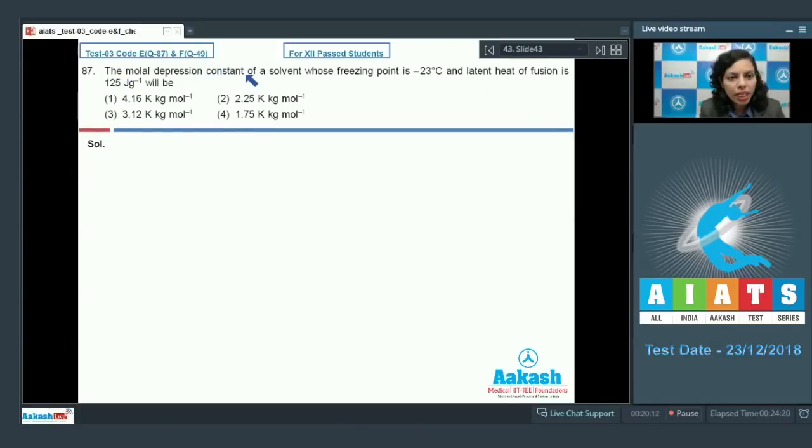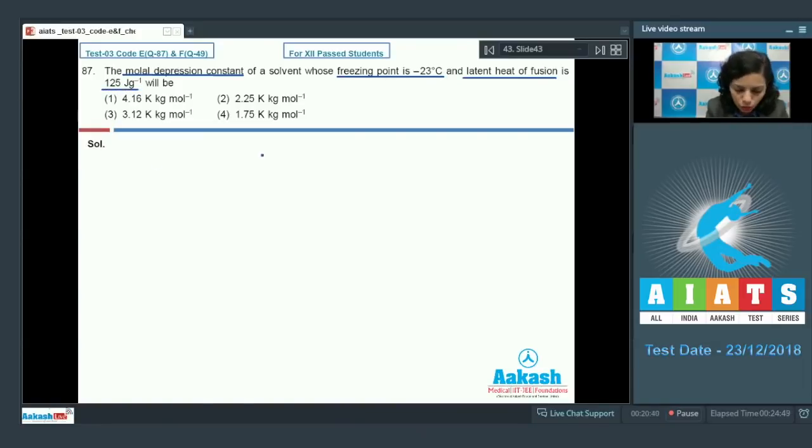The molar depression constant of a solvent whose freezing point is minus 23 degrees Celsius and the latent heat of fusion is 125 joule per gram will be. It means you need to find out the molar depression constant Kf value for a solvent. Its freezing point is minus 23 degrees Celsius and the latent heat of fusion is also given, and that value is 125 joule per gram.